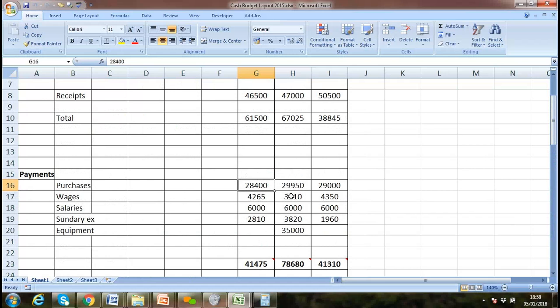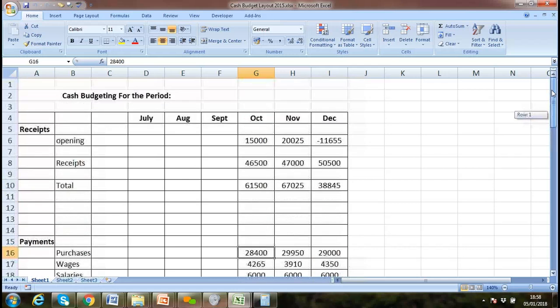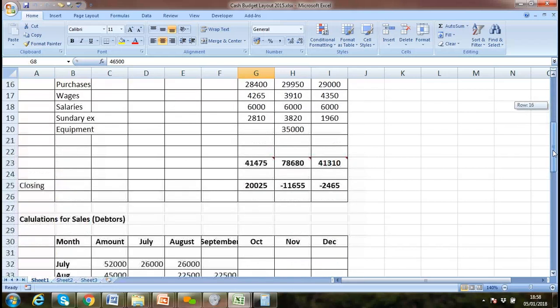Which month is October? And we'll do the total of how much we are supposed to pay. These are the payments. Then we can put it in the month of October. Opening balance: we have a cash balance of 15,000.